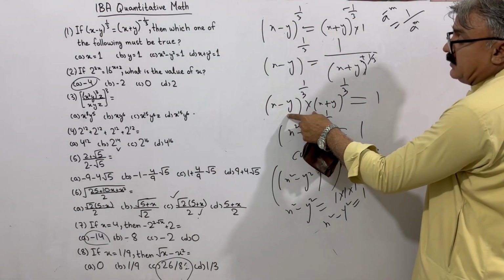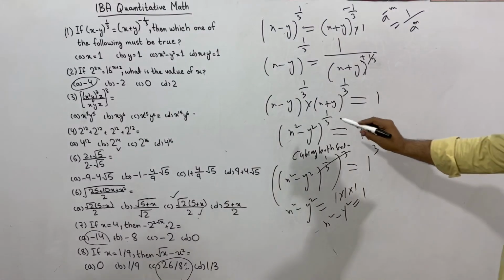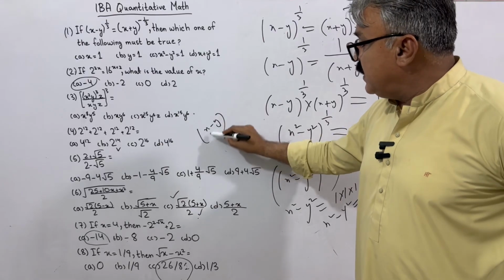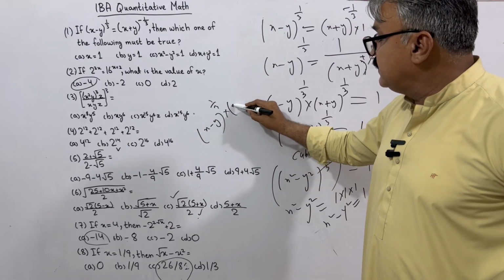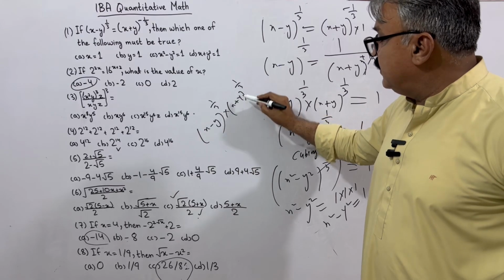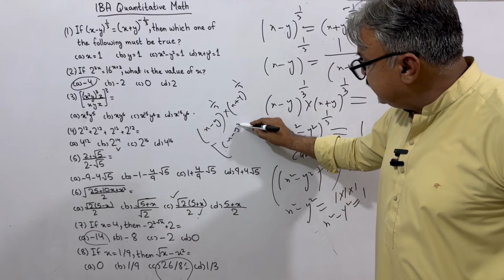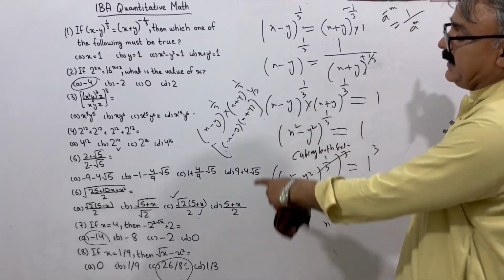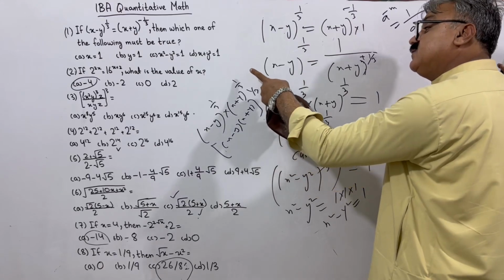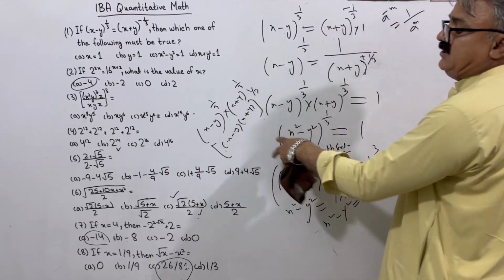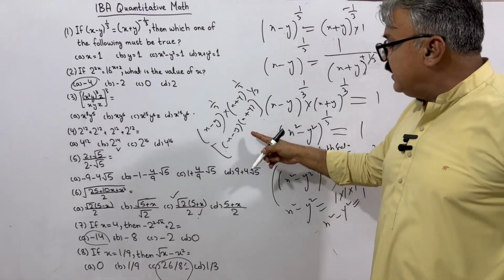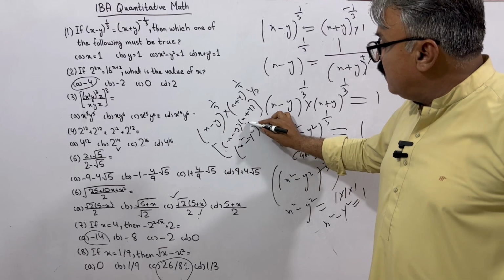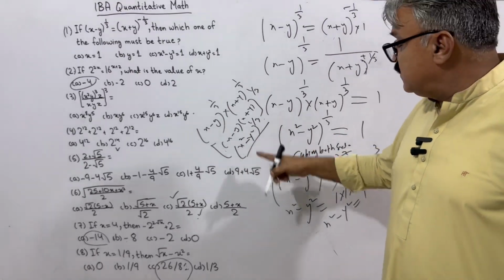Look at this. This step is to be swallowed gently. Look at this. (x minus y) raised 1 over 3 times (x plus y) raised 1 over 3. Look, both brackets have the same power. I can write, instead of individual powers, an overall power: (x minus y) times (x plus y) raised 1 over 3. Now you can understand a bit further. In that case, (x minus y)(x plus y) will become x square minus y square raised 1 over 3.